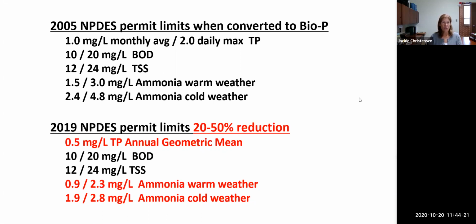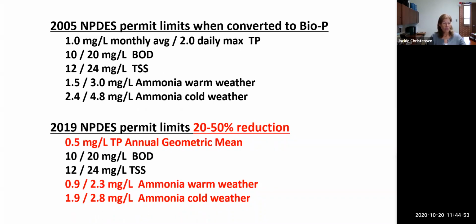Total phosphorus, we did drop down to the 0.5, but it's a little different calculation. And then the ammonia limits dropped some. They weren't too dramatic. And one of the things that we were really concerned about was a total nitrogen limit, which was not included in the 2019 permit renewal. So this is just an indication of what's going to happen in the future, which will be the limits are always going to be dropping.